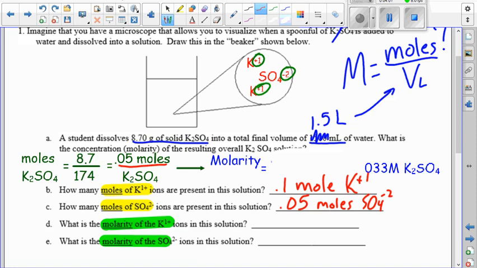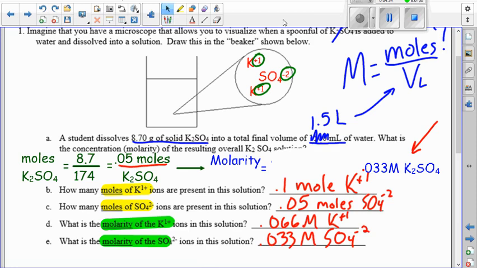Now, in terms of molarity, again, this is our molarity, 0.033 molar. So that's our concentration of K2SO4, again, that whole compound. Well, then the concentration of our potassium ions alone will be double that. We got a 0.066 molar potassium in solution, whereas the sulfate will again just be the same as the whole compound since there's only 1 sulfate in each one of those.